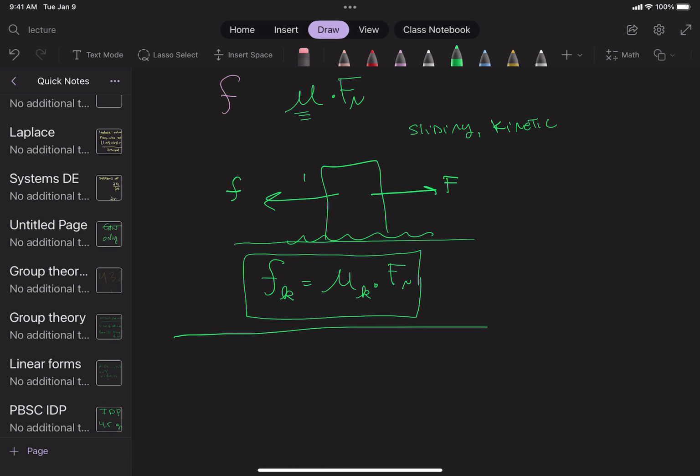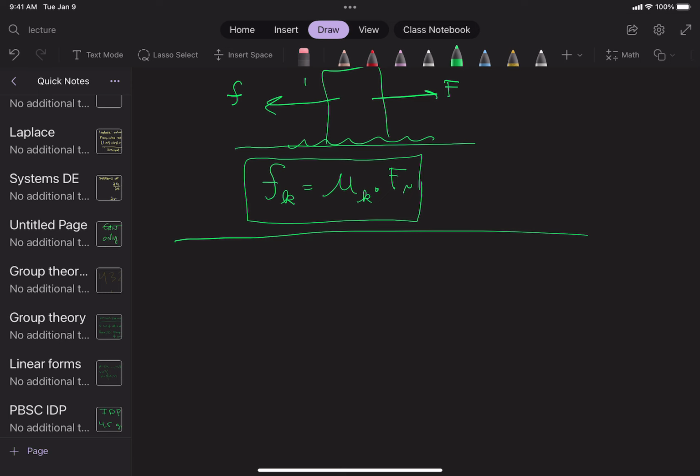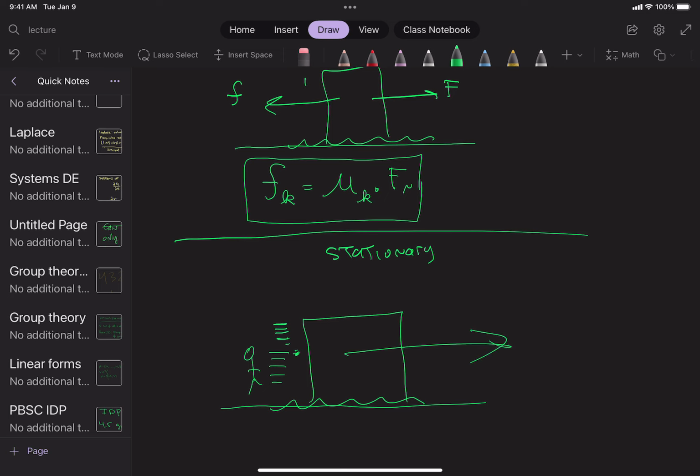The next case is when the block is stationary. So this is the rough floor, you have the block here, and the block is stationary at first. Imagine that this is a refrigerator. At first, you're going to exert a force on a block, but it's not going to go anywhere. But eventually you're going to keep on having to exert more force until it's going to start to move. For a while, you're exerting force, and you have to exert a lot of force in order to get it to budge. And as soon as you get it to budge, then you can let it move easily.